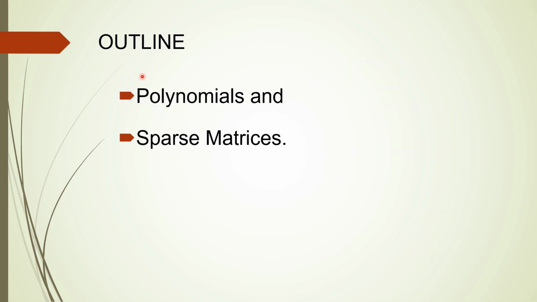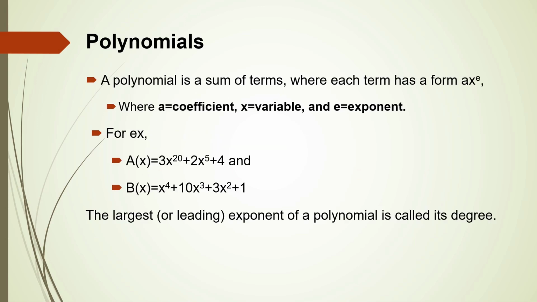This session covers polynomials and sparse matrices. Let us start with polynomials. A polynomial is a sum of terms of the form a into x to the power of e, where a is a coefficient, x is a variable, and e is an exponent.